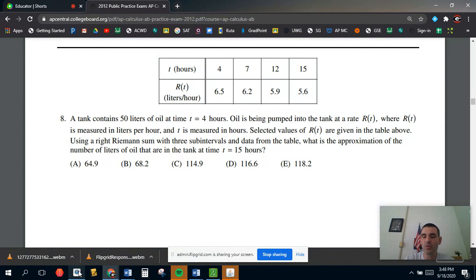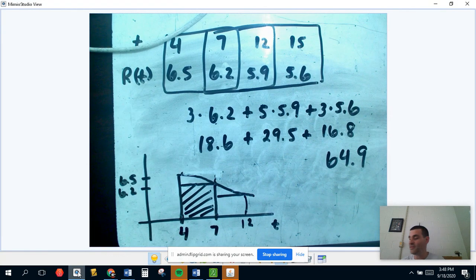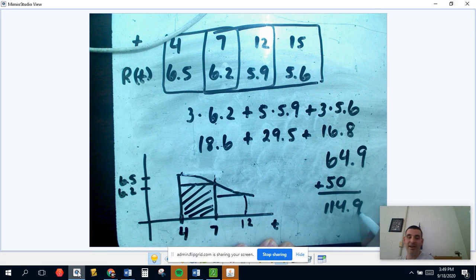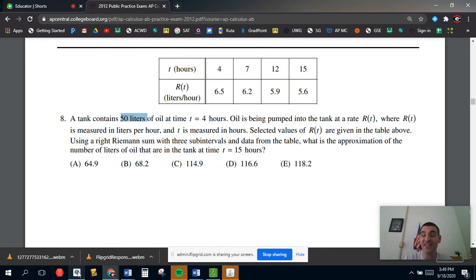And don't be too impulsive here. 64.9 is A, but remember, we need to know at 15 hours. That includes the first 4 hours, which we didn't calculate. Okay, between 0 and 4 hours, we already had 50 liters boil in there. You have to account for that. What we calculated was from 4 to 15. All right, so we have to take what we calculated and add that original 50 to it. All right, so be careful. That's going to be 114.9, which hopefully is an answer on here. Yeah, so C for that one.